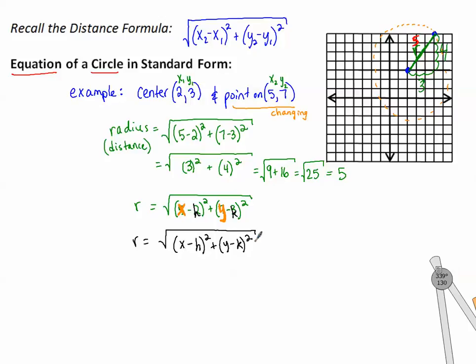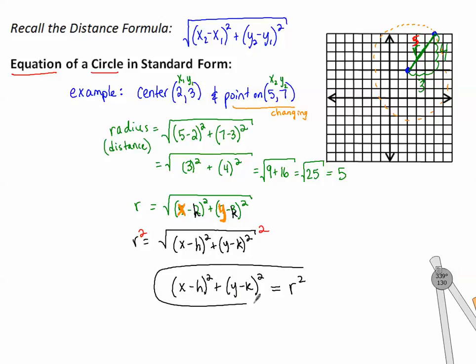And to get the standard form of the equation of a circle, we're just going to get rid of this square root part, which means square both sides. So here's what it ends up looking like. Square root goes away. (x minus h) squared plus (y minus k) squared is equal to r squared. That is the equation of the circle.